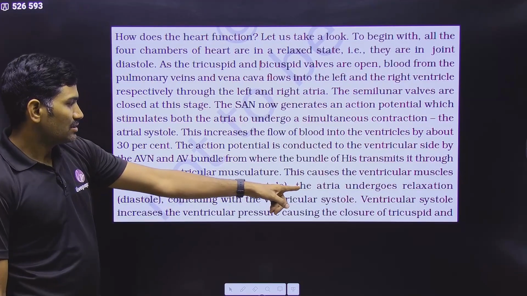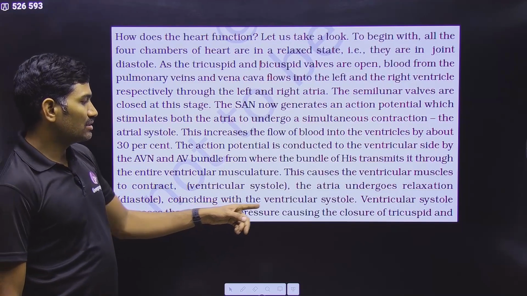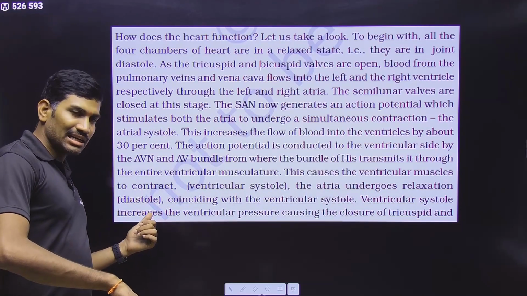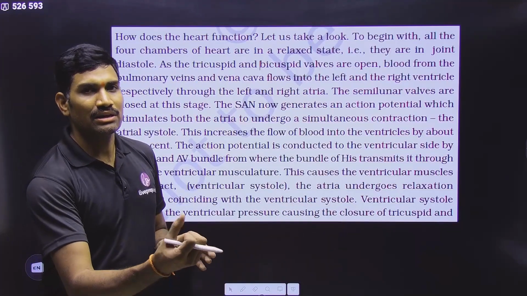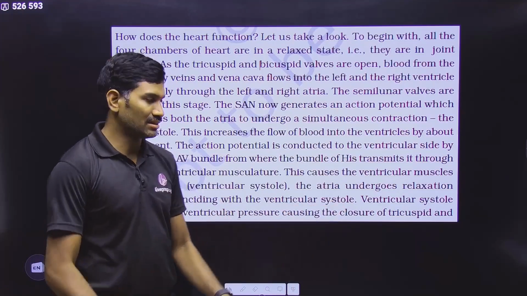And here, since it is the ventricular contraction or ventricular systole, and this is coinciding with the atrial diastole, they are saying that atrial diastole is coinciding with ventricular systole. That means when ventricles are undergoing contraction, atria are undergoing relaxation. Both of them are occurring simultaneously.